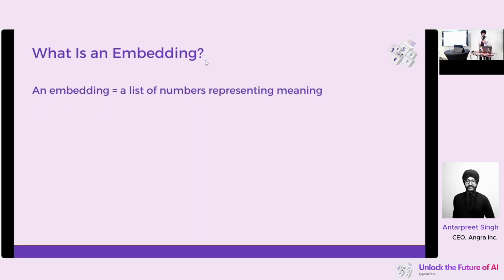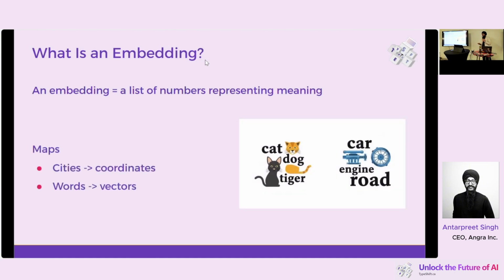Let's go back. Now we get into what an embedding is. An embedding is just a list of numbers representing meaning. Just as on regular maps we have cities, the cities are the English words, but they have a mathematical representation, which is the coordinates. Similarly, within embeddings, the words are just vectors. That's the analogy you can use. The closely related vectors are grouped together, so cat, dog, and tiger will be close together within that 3D graph we saw, and car, engine, and road are grouped together as well because they are within the same understanding of the language.